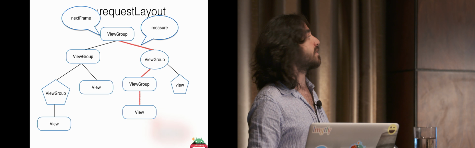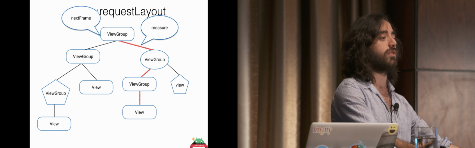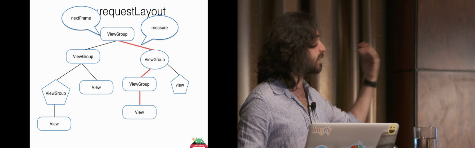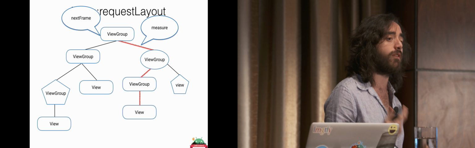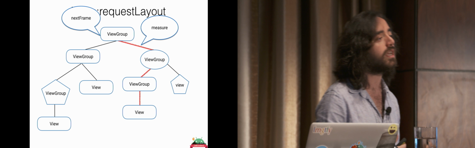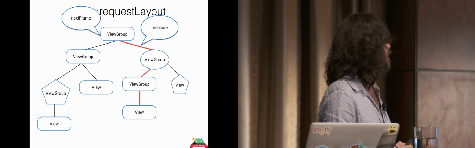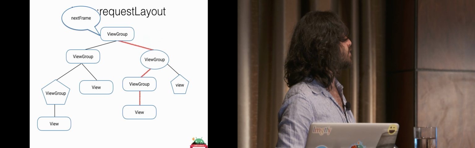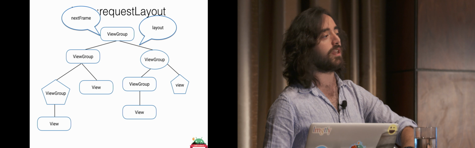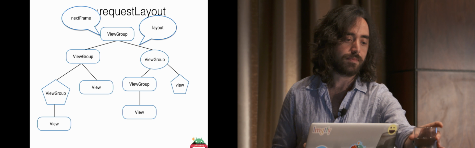Next frame happens, and then the root view group says to all of its children, measure yourself. Okay, this is your time to get your new layouts. Everybody recursively measures themselves. Now, if a view didn't request a layout, all of its measurement is cached, so it's a very cheap operation, unless the specs change. So we measure all the views, and then the layout comes, we just reposition the views. Now the view hierarchy is again in a stable state.